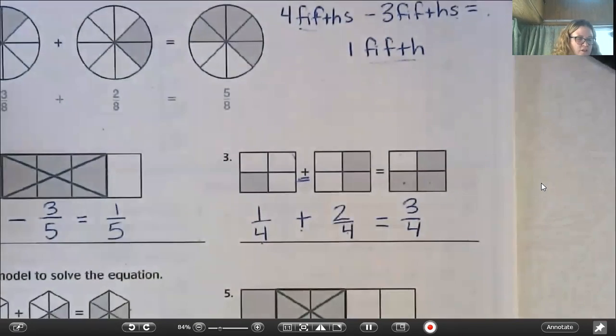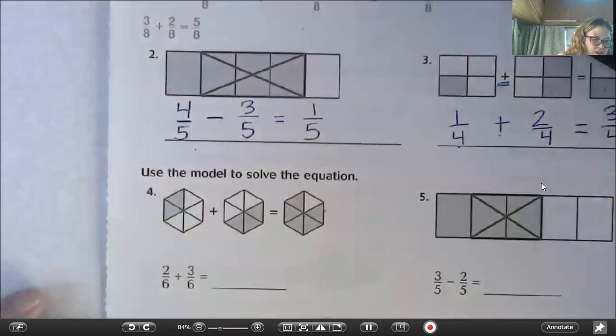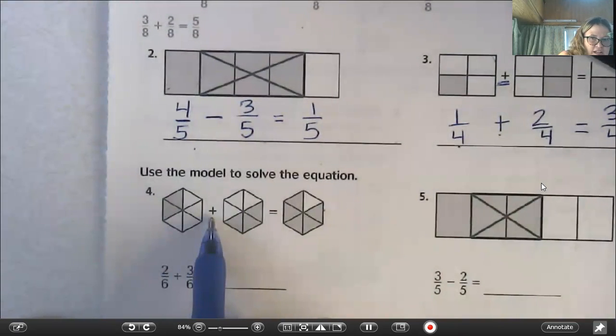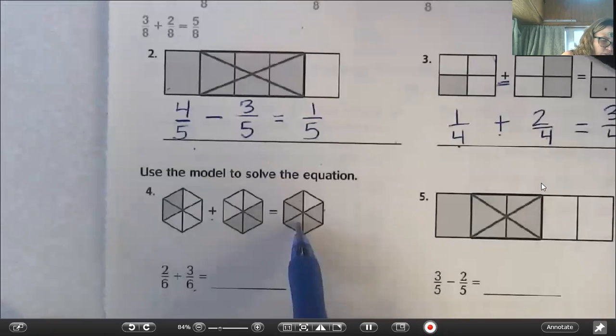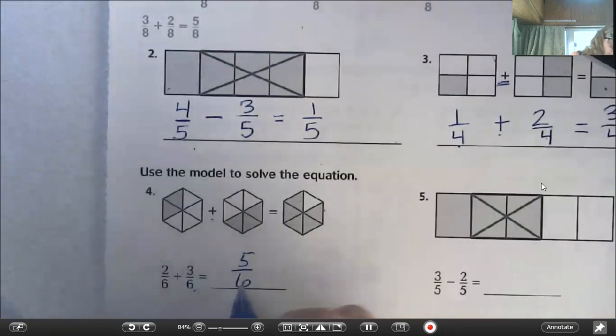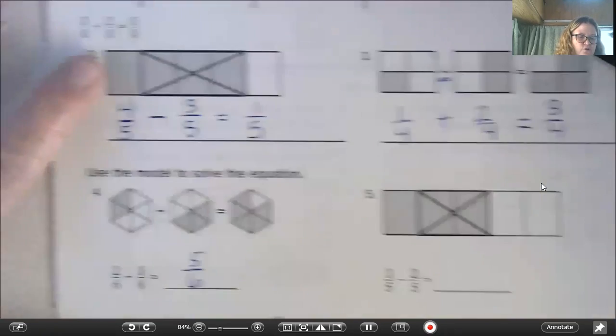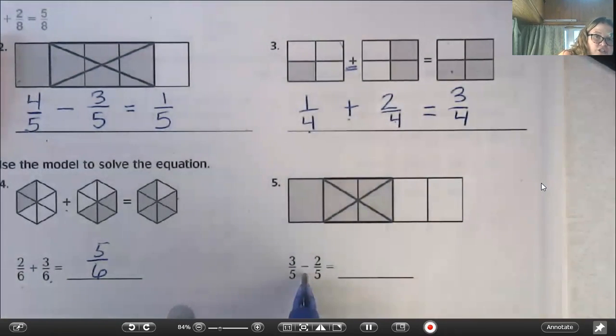Okay. Then if you look at number 4, same thing. I am making sure that I am looking at my adding sign, and they did the equation down here. So I have 2/6 plus 3/6, and now I have to look, how many shaded parts do I have? 1, 2, 3, 4, 5. I have 5/6.